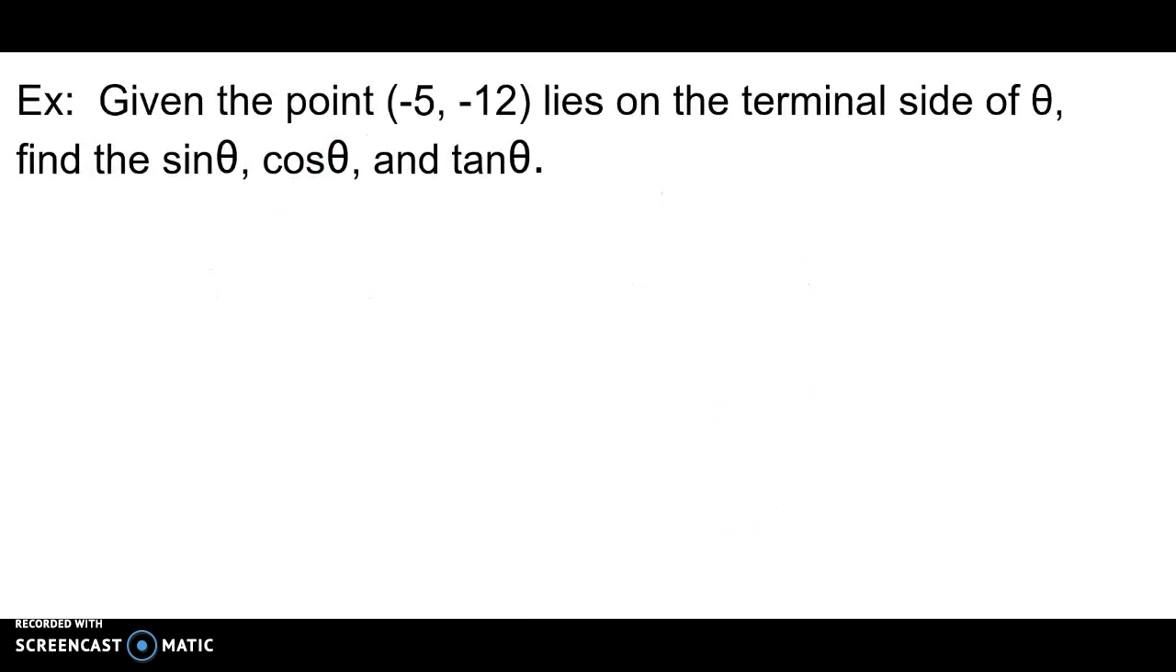Next one. Given the point -5, -12 lies on the terminal side of theta, find the sine of theta, cosine of theta, and tangent of theta. I know you guys can do this. See what you got.